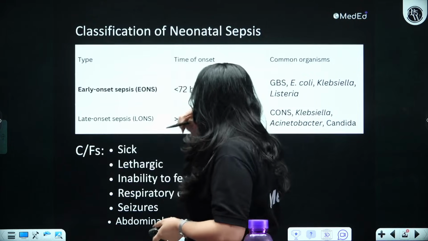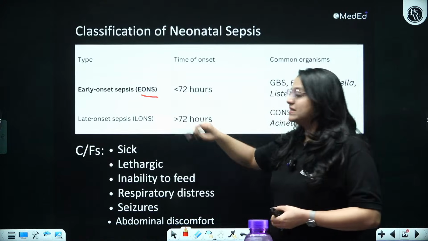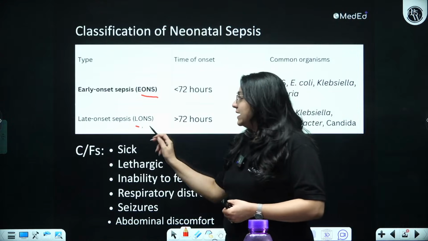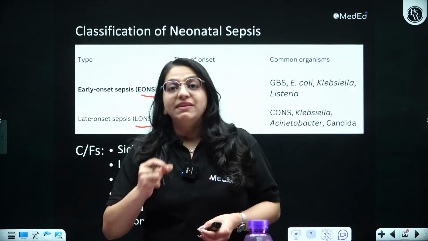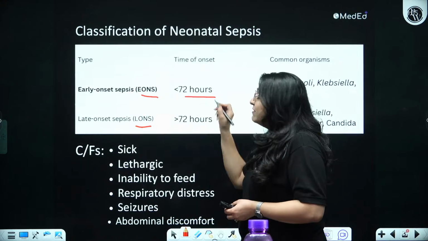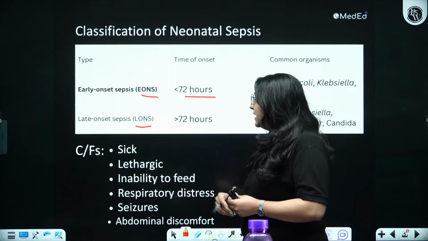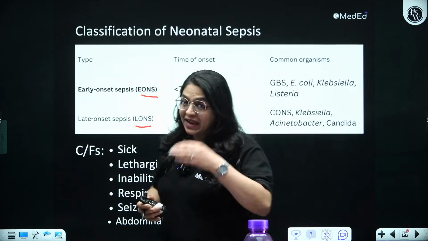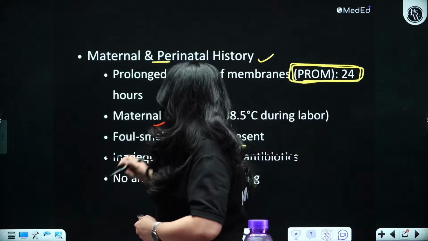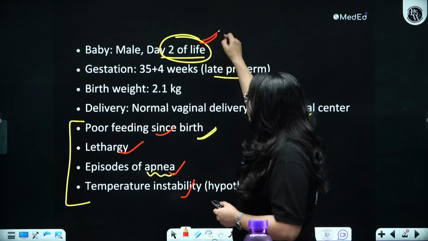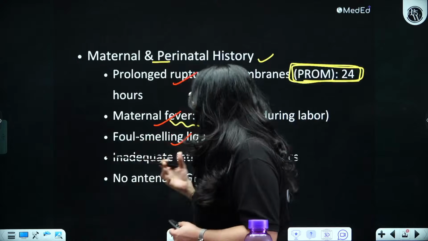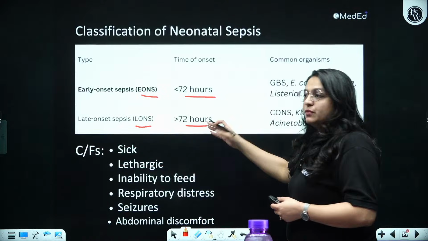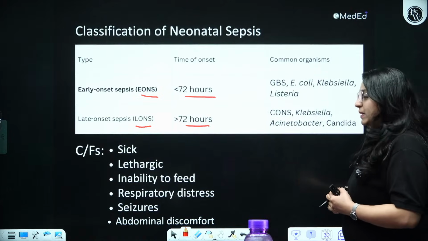So you know that neonatal sepsis can be classified into two. It's the early onset and it's the late onset, EONS or LONS. Early onset neonatal sepsis is when infection happens less than 72 hours after birth, and late onset is after 72 hours. So this is a day 2 of life baby. Day 2 of life. So where do you think it's going to get classified? Early onset neonatal sepsis, right? And if it was more than 72 hours, it would have been late onset.